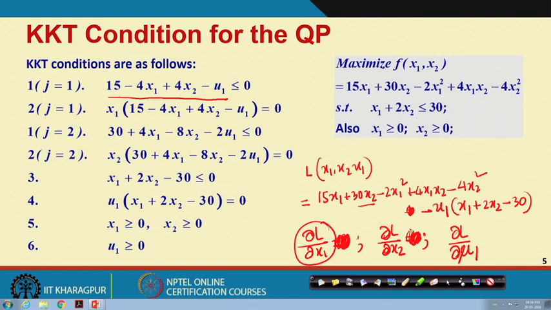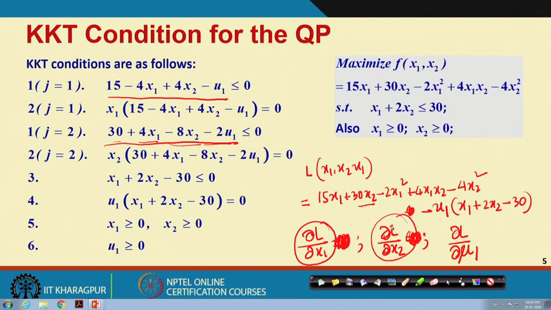Similarly, let us take del L del x2. If we take the derivative with respect to x2, we get 30, then nothing here, plus 4 x1 x2 differentiated gives 4 x1. Then here it will be 8 x2, minus 8 x2, and minus 2 u1. So you see, this would be our del L del x2, right.